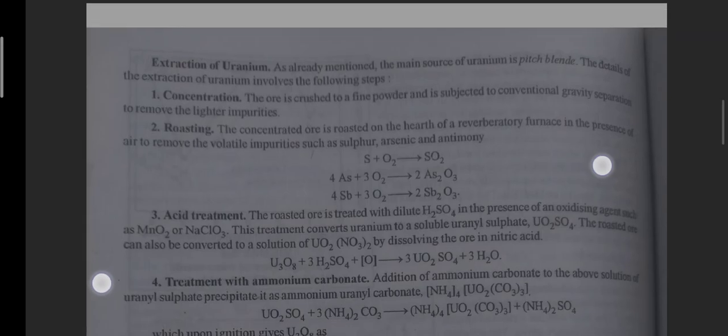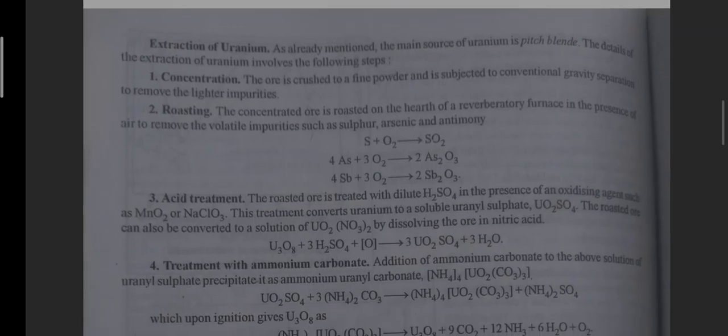Extraction of uranium. As already mentioned, the main source of uranium is pitchblende. The detail of the extraction of uranium involves the following steps. First, concentration. The ore is crushed to a fine powder and is subjected to conventional gravity separation to remove the lighter impurities.